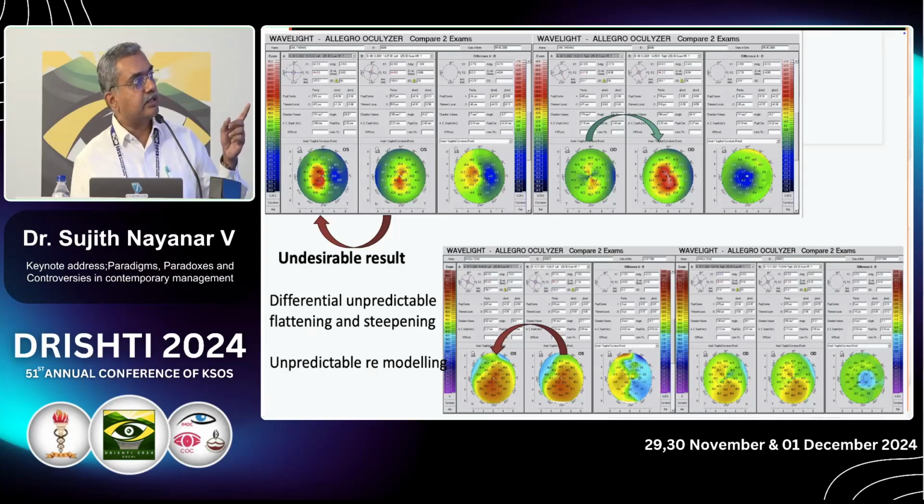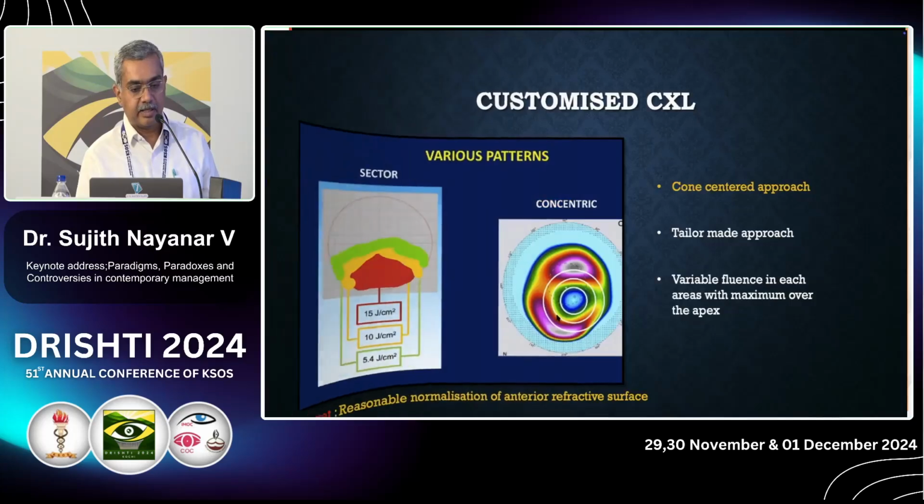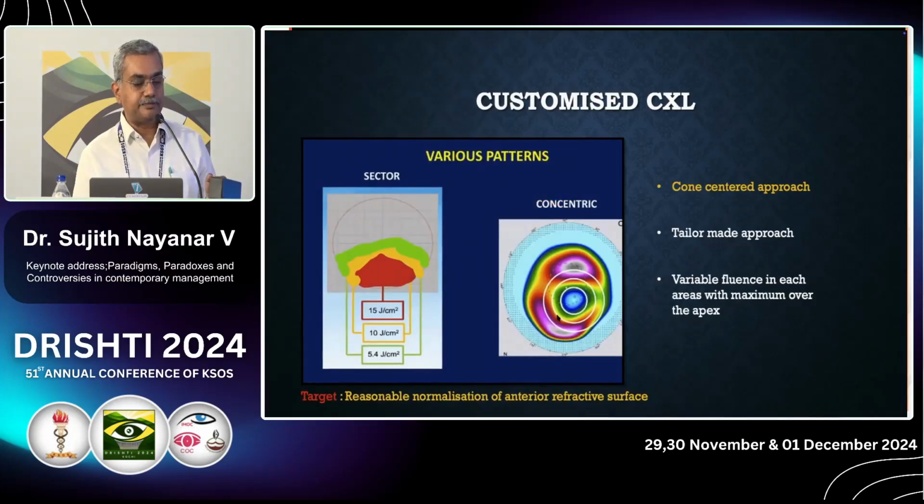See, if you look at the top scan, both are the eyes of the same patient, but in one eye we had a very good result, in the other eye a bad result. We are actually creating more astigmatism in that. It is a remodeling of the collagen as an effect of the cross-linking, but an undesirable, unpredictable remodeling is happening there. So can we predict the remodeling?